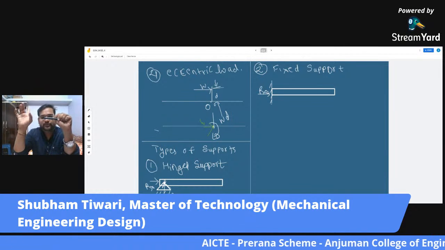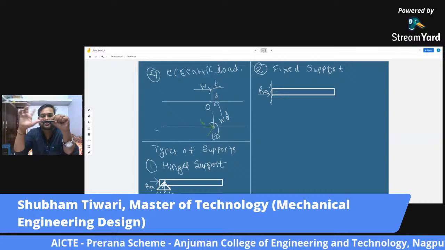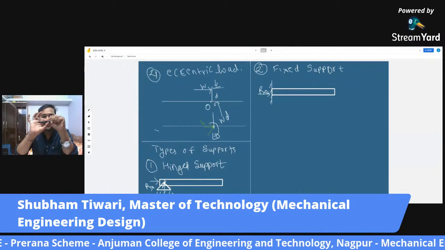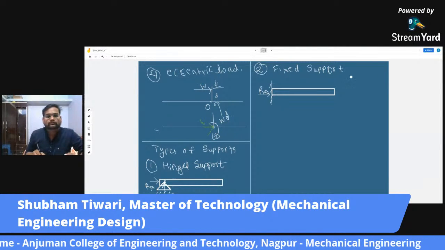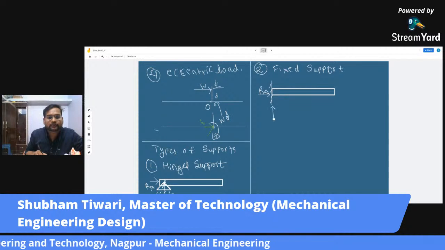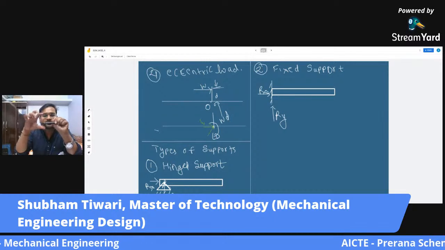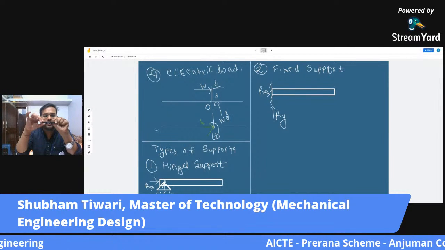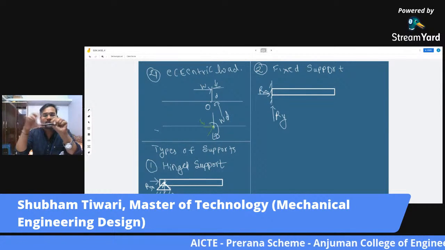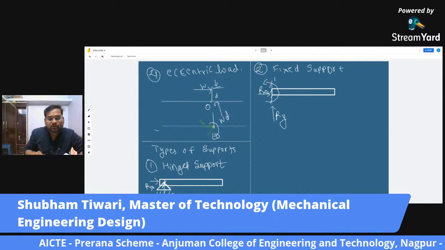Once again, fixed beam. Can it go in y direction? No, there is no displacement in y direction. There should be a reaction in y direction. Now once again, can it rotate? I am applying moment, but it cannot rotate. So there is a reactionary moment as well.